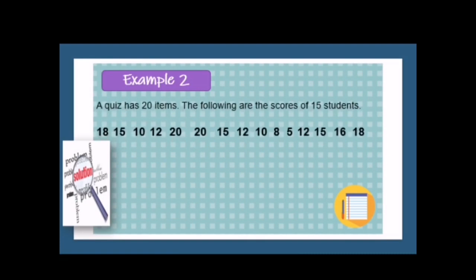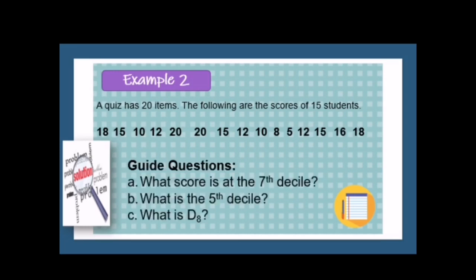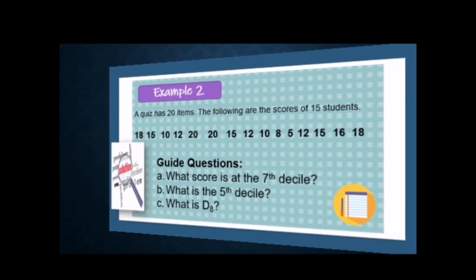Okay, next, let's have an example. A quiz has 20 items. The following are the scores of 15 students. The guide questions are: what score is at the 7th decile? What is the 5th decile? What is D sub 8?